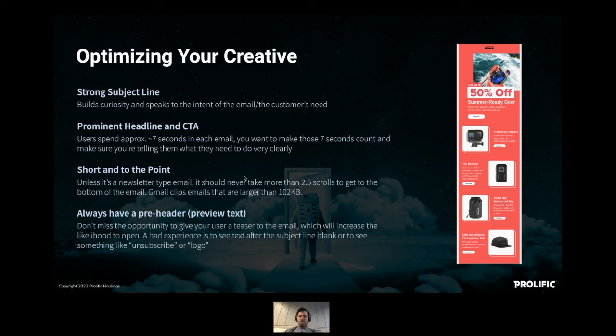Keep the email short and to the point. You don't want people to scroll too many times. Once somebody scrolls three or four times, unless it's a really specific email like a newsletter, which these aren't going to be, you're going to want to keep the email short and to the point.